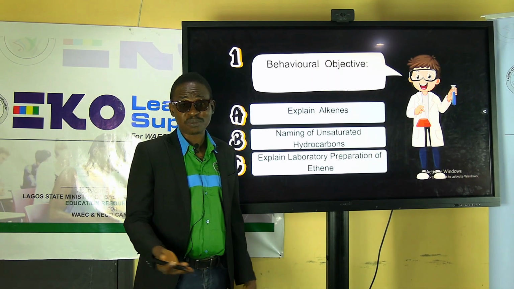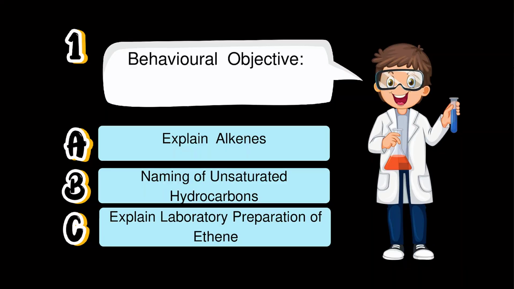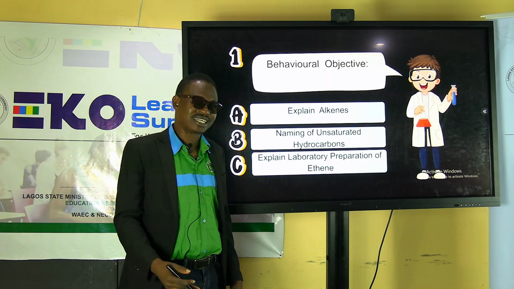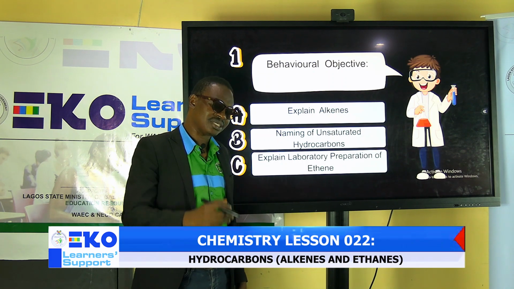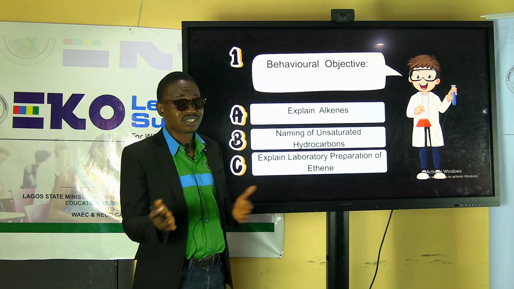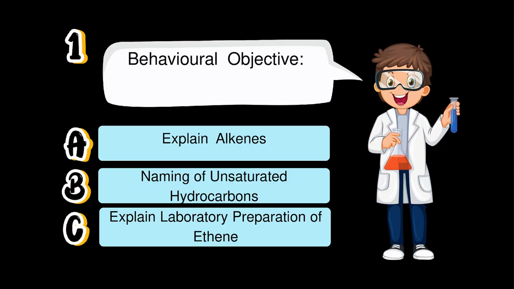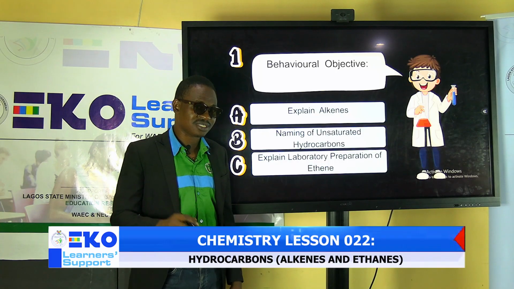What is going to be our behavioral objective for today's class? We need to explain what we call alkenes, the unsaturated hydrocarbon. The next one is naming of unsaturated hydrocarbon. In this case, we'll be diving into alkene and alkyne, how to name them, and explain the laboratory preparation of ethene. We have a lot to do. Don't let us waste our time. Let's go straight to the business.